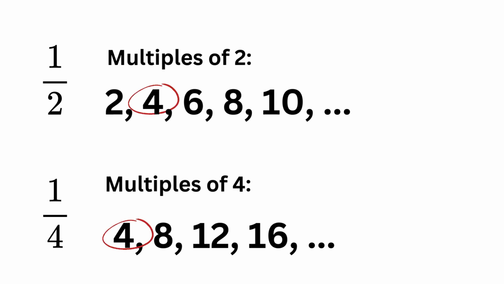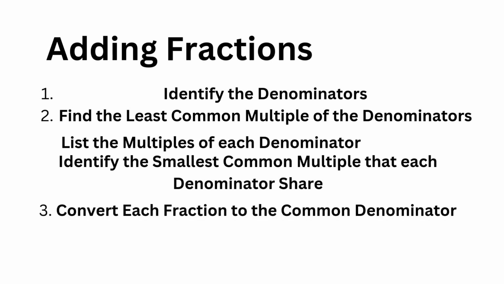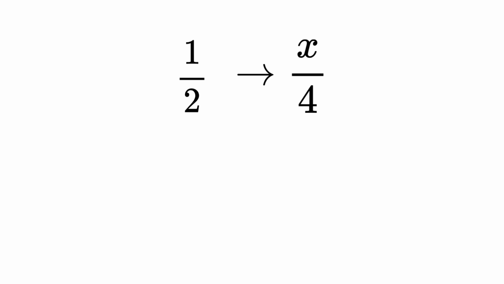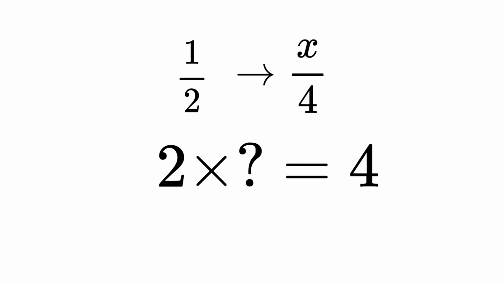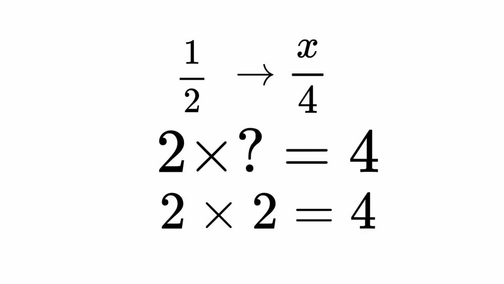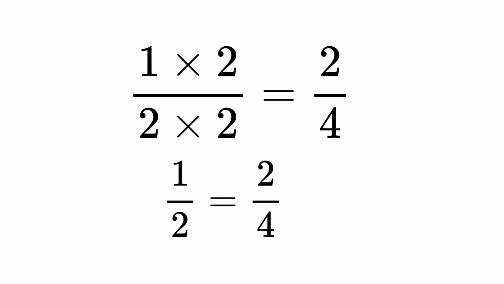Step 3. Convert each fraction to the common denominator. Now that we have the common denominator, we need to convert each fraction to an equivalent fraction with this denominator. 1. Convert 1/2 to a fraction with the denominator 4. Ask yourself, what do you multiply 2 by to get 4? The answer is 2. Multiply both the numerator and the denominator of 1/2 by 2. So, 1/2 is equivalent to 2/4.